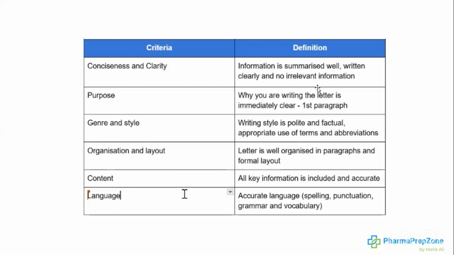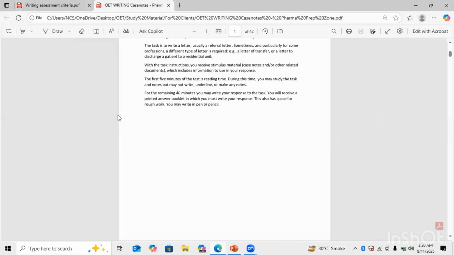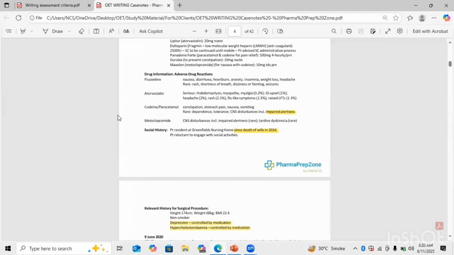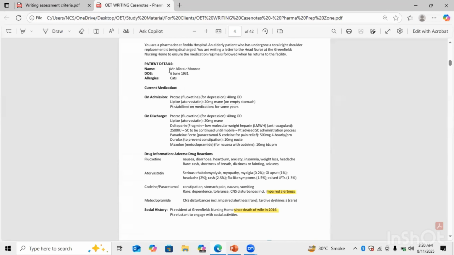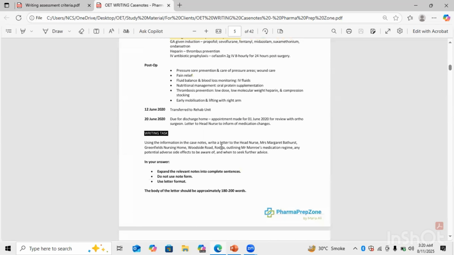And there is a letter on the official OET website as well. Let's have a look at it. This is for Alistair Monroe. Most of the students have already done this letter. So in this letter, the writing task is mainly to outline Mr. Monroe's medication regime, any potential adverse effects to be aware of, and when to seek further medical advice.